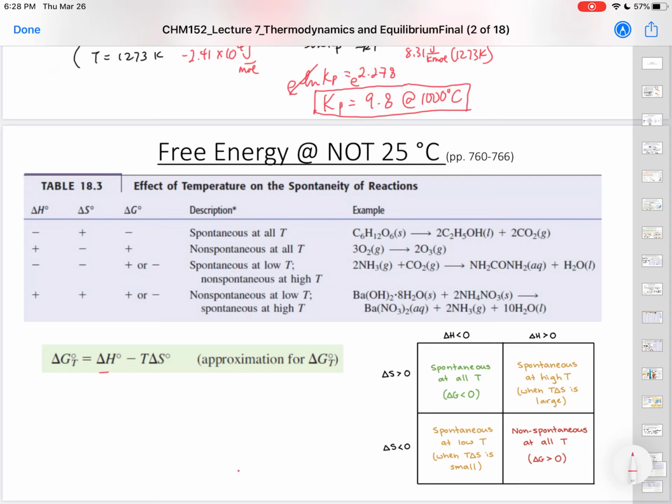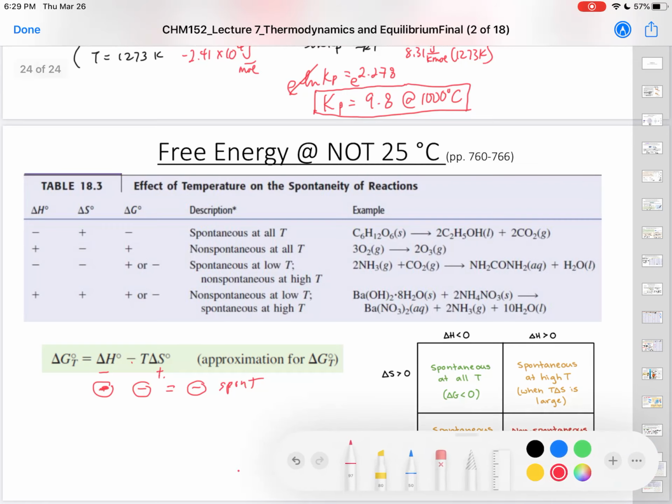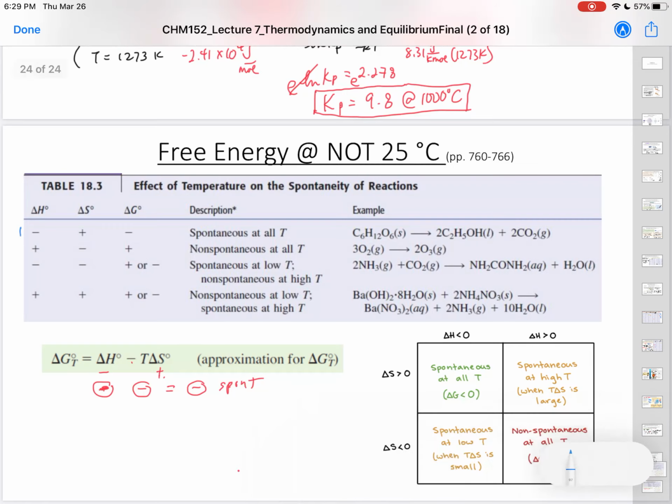So this is really what we're saying here in this table. If you have delta G equals delta H minus T delta S, and this is negative and this is positive, it's going to be spontaneous because you're going to get a negative value here. And when you have negative and positive, you're also going to get a negative value here. So a minus value and a minus value, you're going to get a minus value. So it's going to be spontaneous. That's the first scenario listed here, that's number one.